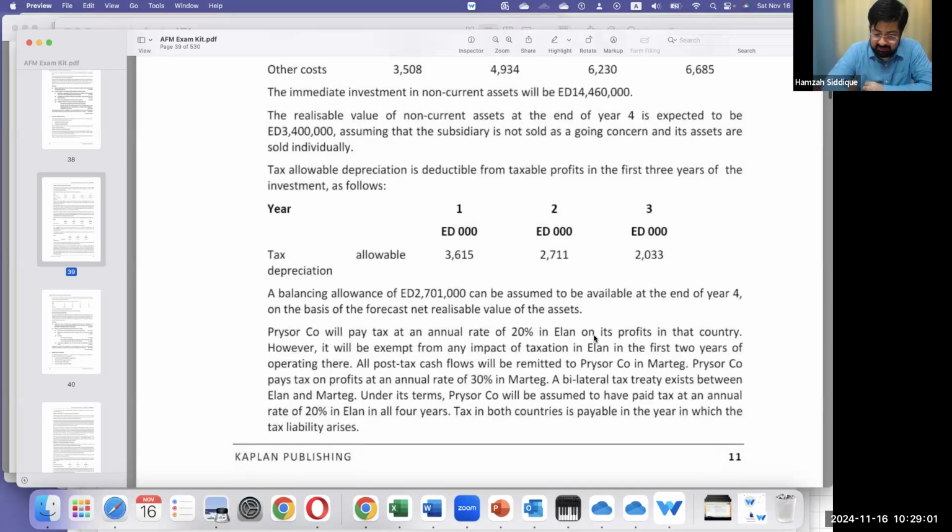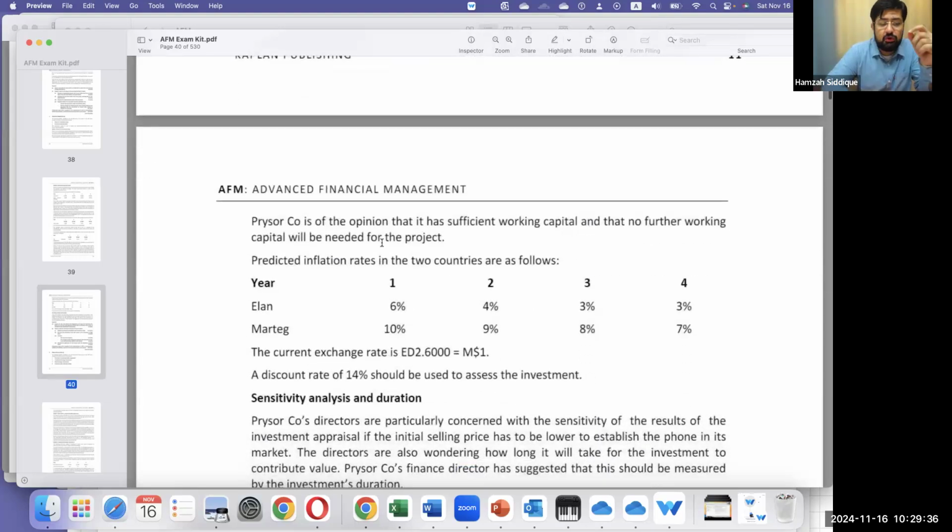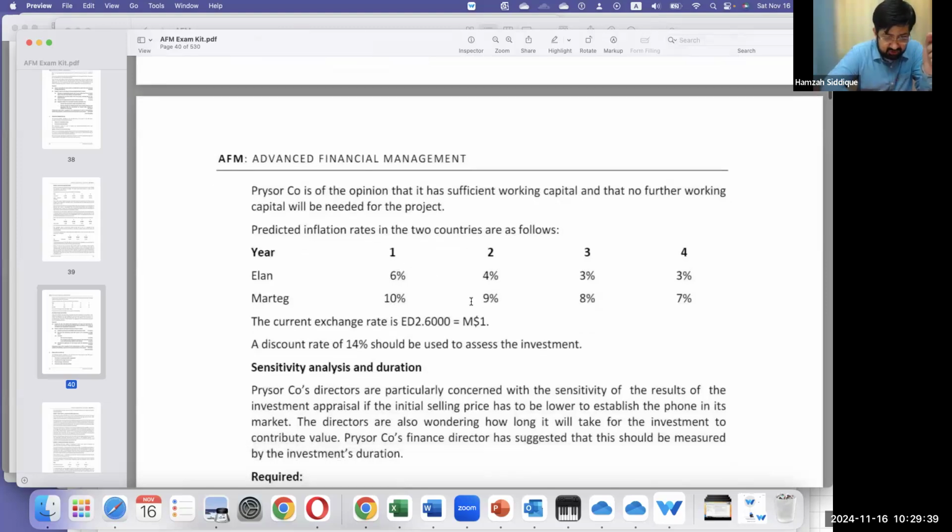Prysor company will pay tax 20% in Elan and is exempt from any taxation in Elan in the first 2 years operating there. All post-tax cash flows will be remitted to Prysor in Maltech. Prysor company pays tax on profit at an annual rate of 30% in Maltech. A bilateral tax treaty exists between Elan and Maltech. Under its terms, Prysor will be assumed to have paid tax at annual rate of 20% in all 4 years. Tax in both countries payable in the year tax liability arises. Sufficient working capital available, no further working capital needed. These are inflation rates given, current exchange rate given, discount rate is given.